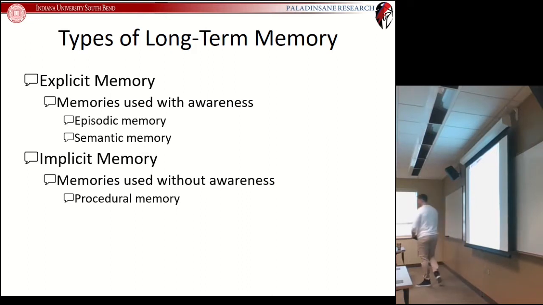Is that like muscle memory? Muscle memory is another form of procedural memory, where again it can be procedural. It might be priming. We'll see that in just a second. But muscle memory would again be something that you don't necessarily have conscious awareness of.